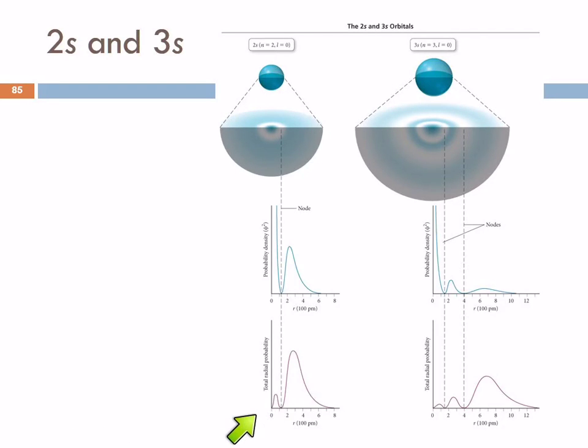But it gives us an idea. So this would be like freezing the standing wave. And then in the 3s orbital, there are two nodes. In the 4s orbital, then there's going to be three nodes.